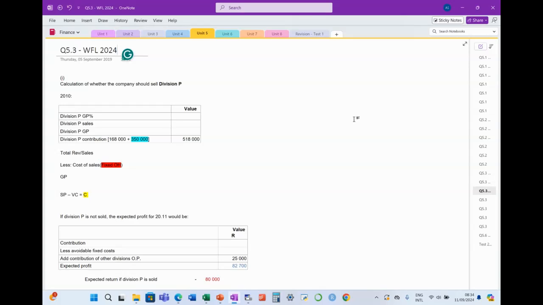So what are they telling us about that 42,000? It's saying it's not affected by whether we sell or keep this division. What are they basically telling us about the general overhead allocation of 42,000? We must subtract from what? From 180, she says. From 180.